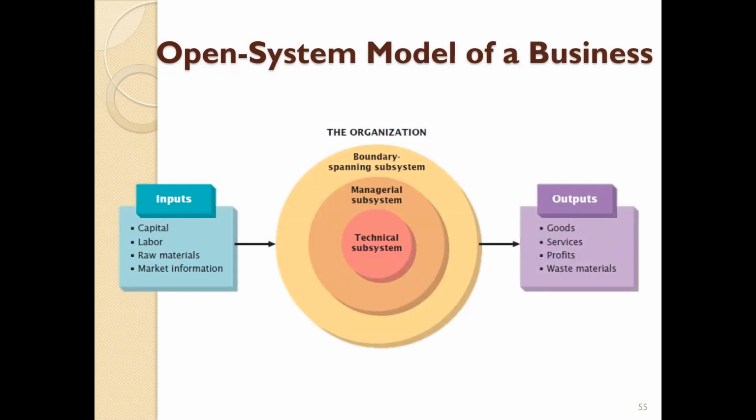Inputs, outputs, and the organization. So you have on the input side capital, labor, raw material, market information. On the output, you have goods, services, profits, waste material. So the organization has all of these technical subsystems, managerial subsystems, boundary spanning subsystems. That's your organization.